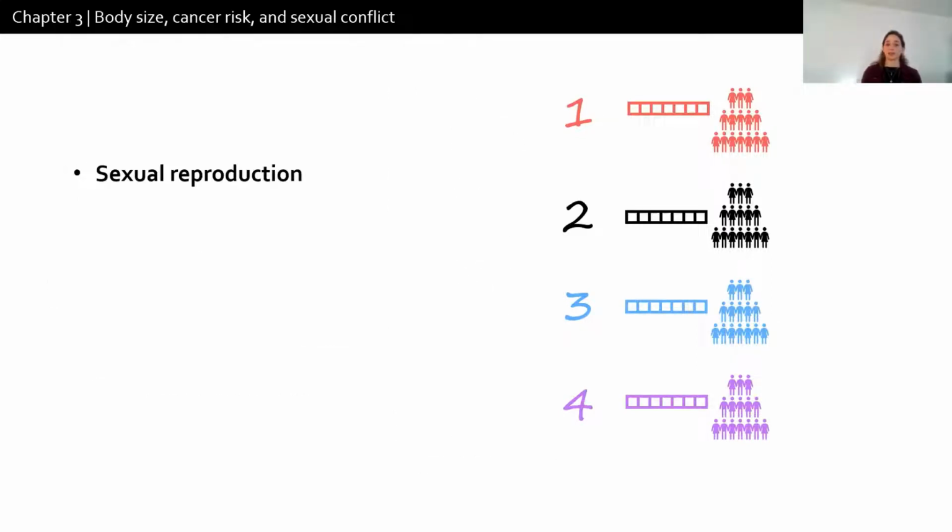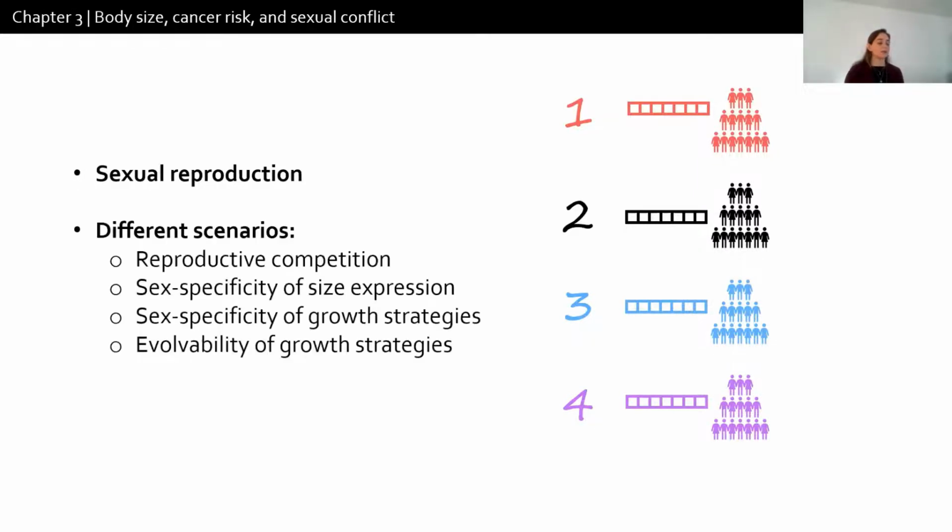And in these populations, now we assume there was sexual reproduction. So there were males and females. And we also looked at different scenarios. And you don't have to look at the scenarios right now. I'm going to introduce them one by one during the results.